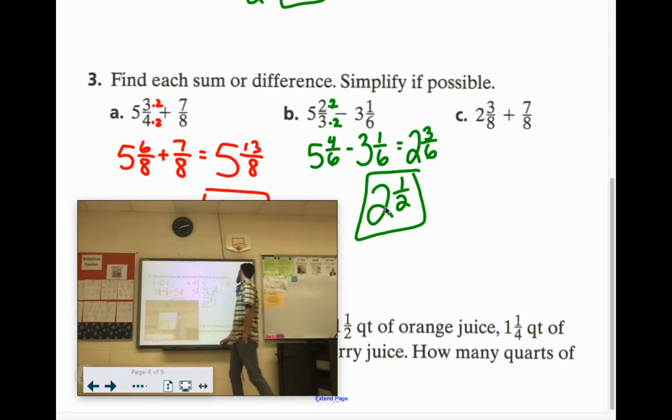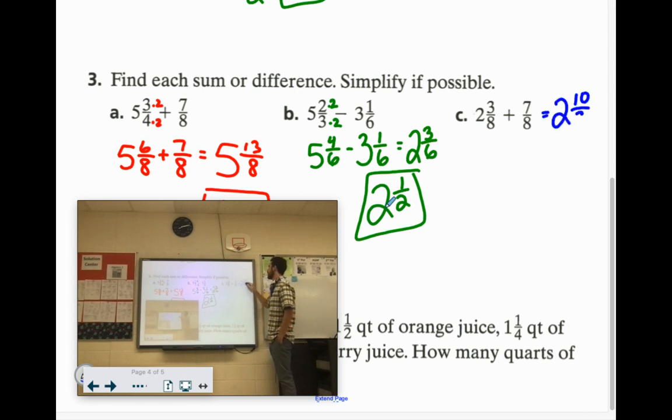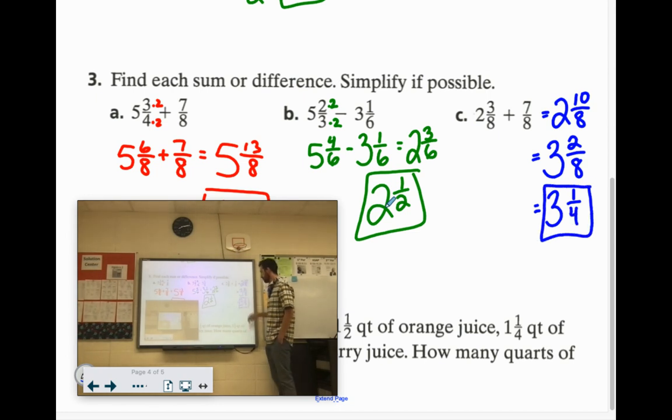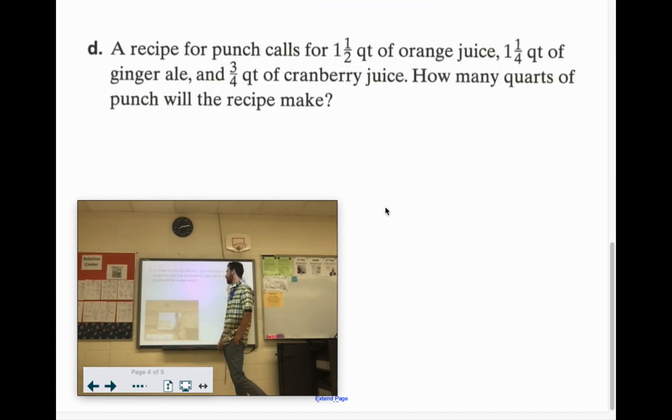2 and 3/8 plus 7/8. They're already eighths, so it'd be 2 and 10/8. Now, 10 is larger than 8, so we can bump it to 3. 10 minus 8 would be 2, so 3 and 2/8, which those are both even, so you can divide them both by 2, leaving you with 3 and 1/4. So kind of a lot of steps to remember.